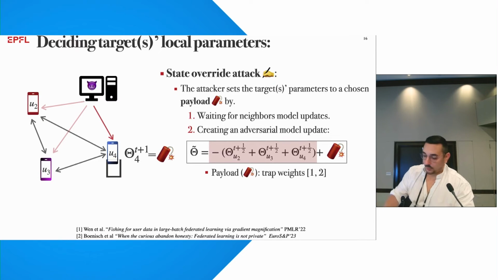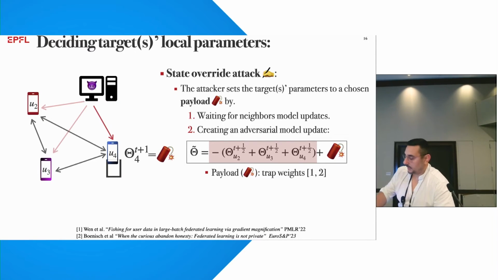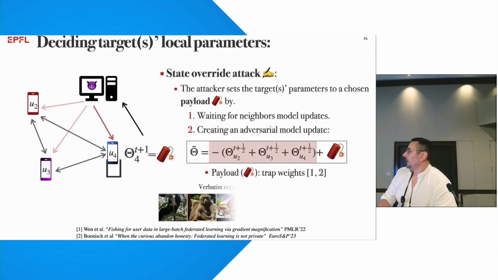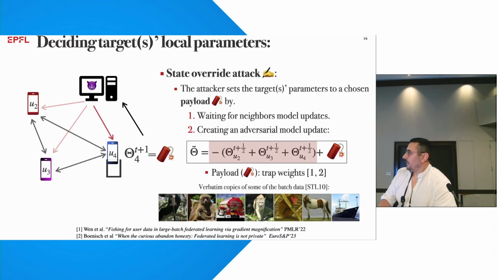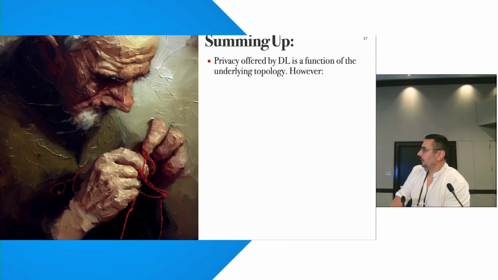Now, if the attacker wants to perform a privacy attack, the only thing the attacker has to do is set the payload to trap weights, a set of parameters that forces the model to memorize the input when computing the gradient. And when the target sends back the model update to the server, the server can recover essentially verbatim copies of some of the elements of the local training set, completely breaching the privacy of the user.